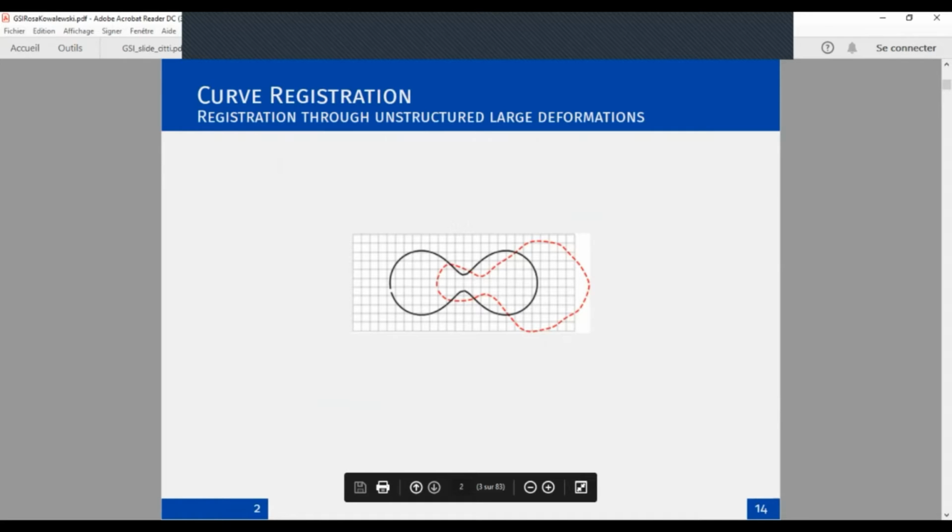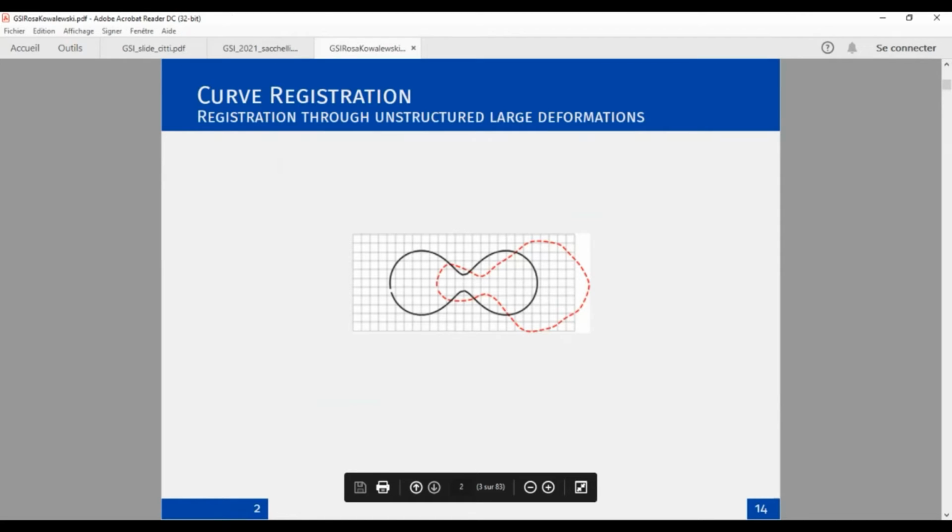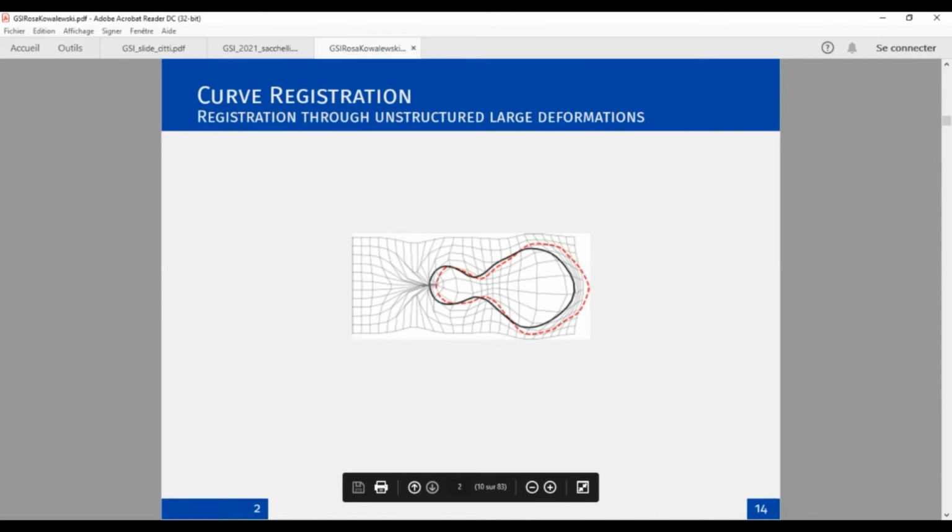So let us look at the example for curve registration. Here we see two curves where we want to match the black shape, which we call the source, onto the red shape, which we call the target. And looking at the curves, we could assume a uniform shrinkage in the left half and a uniform expansion in the right half of the curve. So in the first attempt, we use unstructured deformations as in the LDDMM framework, and this is how the shape evolves.